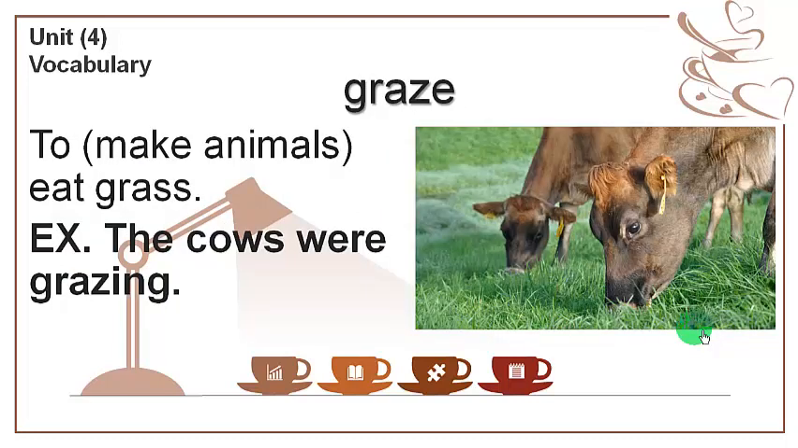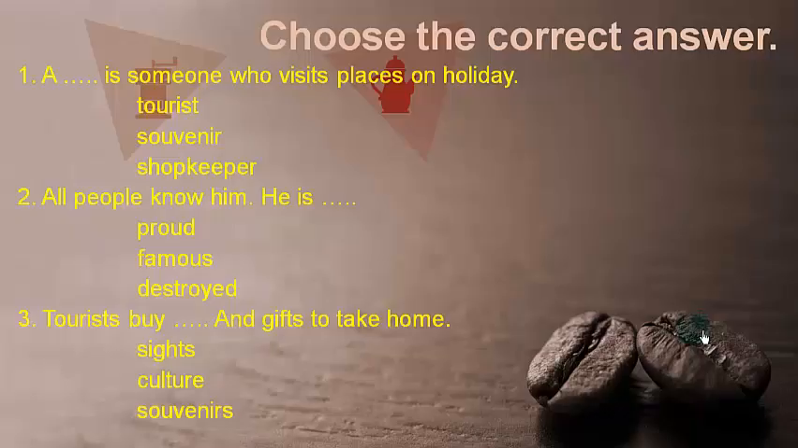Graze animals are like the animals that eat grass, the animals that eat green things. Like in here we have two cows that are grazing. Good. These two cows are eating grass. They are grazing. Good.